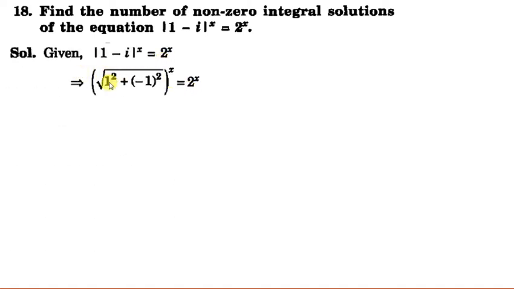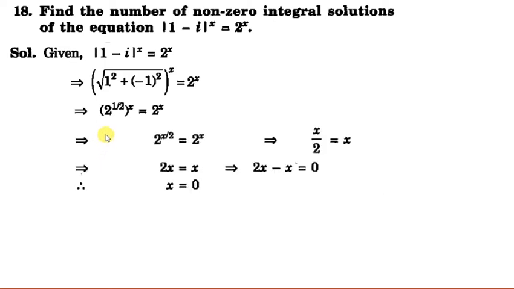Here we have on the left hand side modulus of 1 minus i. So its modulus is under root 1 square plus minus 1 square, that is a square plus b square, where a is 1 and b is minus 1 here. Now it becomes root 2 raised to the power x equal to 2 to the power x, and root 2 can be written as 2 to the power half raised to the power x equal to 2 to the power x. Now we can write it as 2 to the power x by 2.